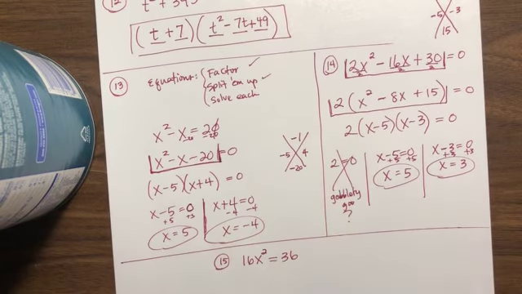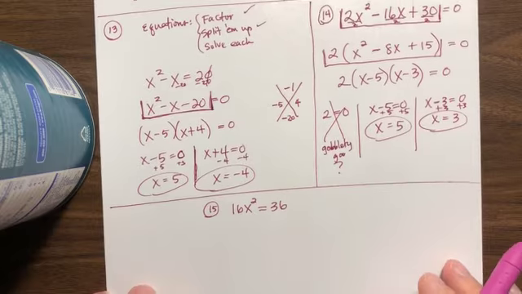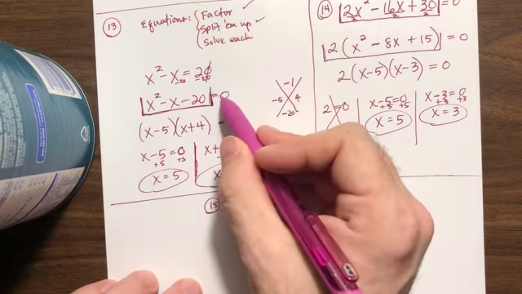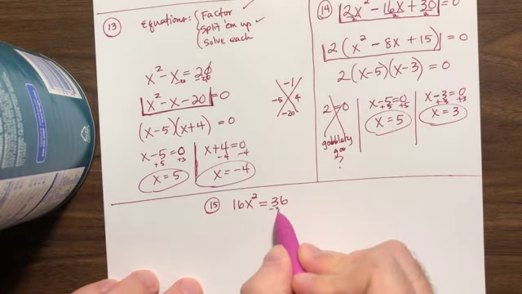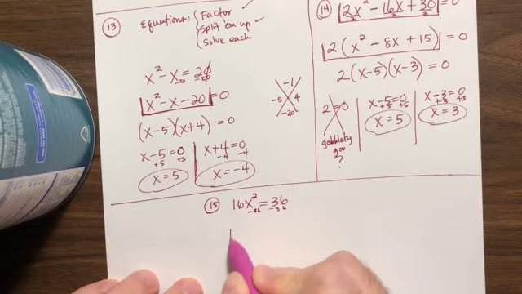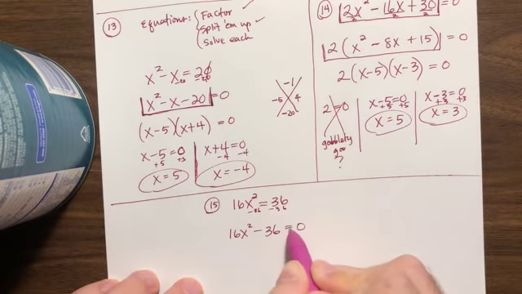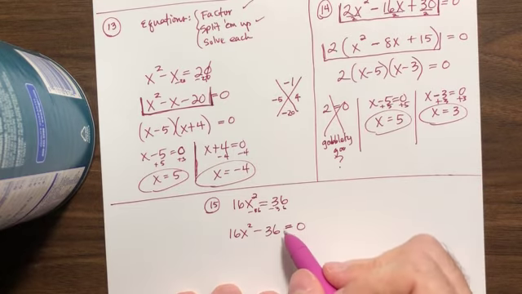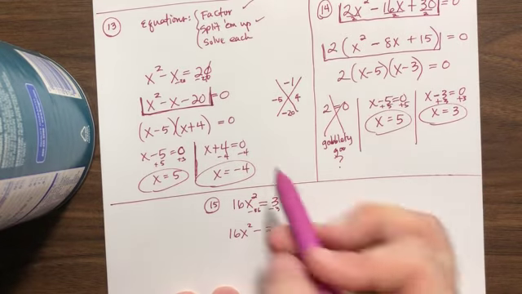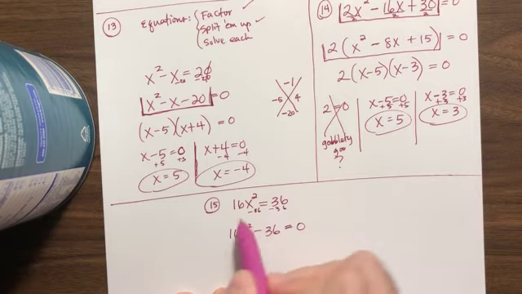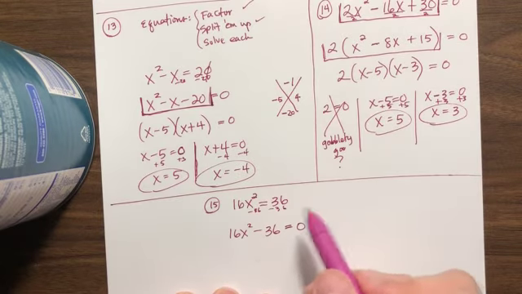Last problem on this practice sheet. We got 16x squared equal to 36. Remember, it's got to be equal to 0, so let's subtract 36 from both sides. And we get 16x squared minus 36 equal to 0. Now this is important, and it might be against what you feel like doing. What you might feel like doing is dividing both sides by 16 and then taking the square root.